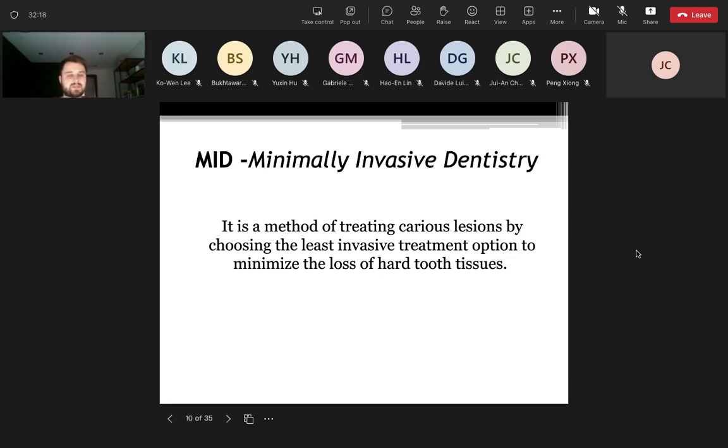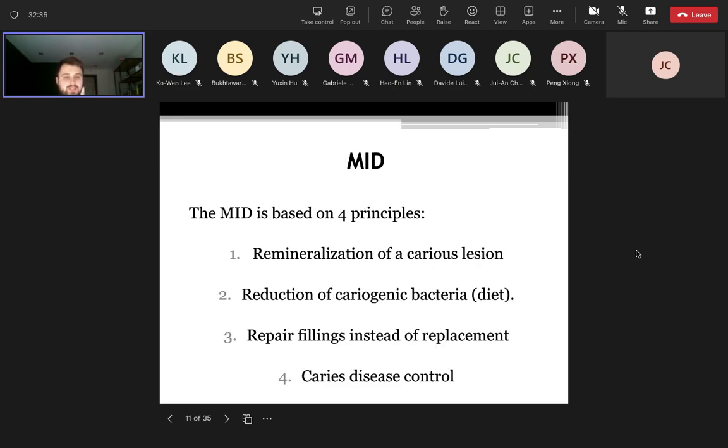So, now we will skip to minimally invasive dentistry. This is a method of treating caries lesions by choosing the least invasive method of treatment to minimize the loss of the hard tissues. So there are 4 principal rules which we have to talk about when we think about the MID. At first, remineralization of the caries lesion, reduction of the cariogenic bacteria, repair filling instead of the replacement of them, and caries disease control.